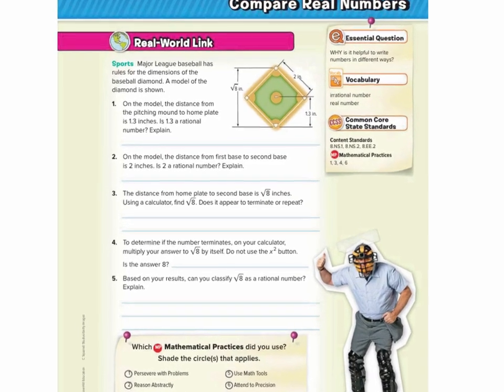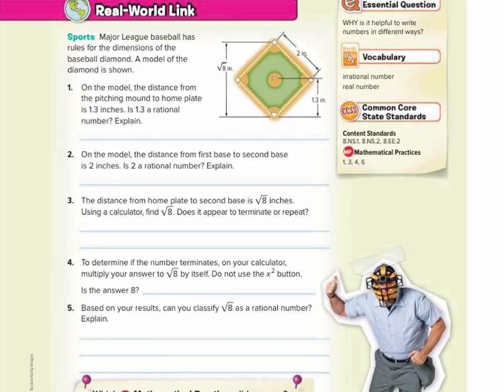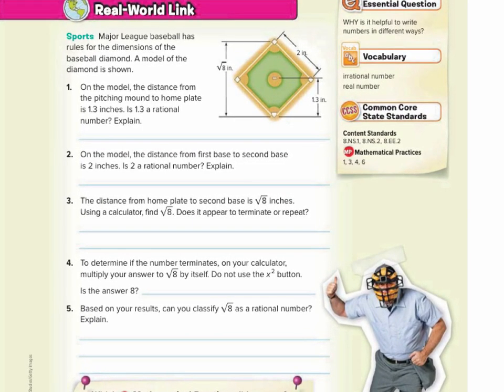As we look at our real-world link, Major League Baseball has rules for the baseball diamond. A model of the diamond is shown. On the model, the distance from the pitching mound to home plate is 1.3, or 1 3/10 inches. Is 1 3/10 a rational number? Explain. Well, yes, it is rational.